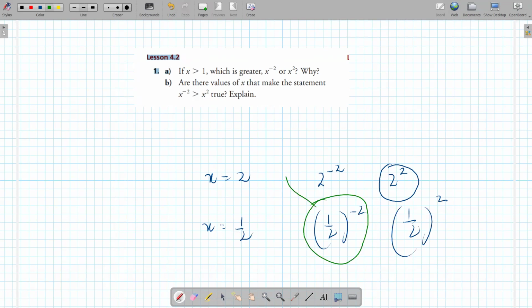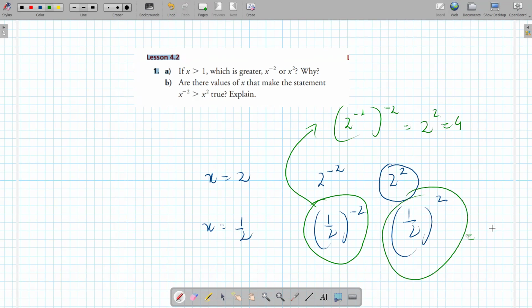Here, let me show you how that's 4. When you move this 2 in the denominator to the numerator, it becomes 2 to the negative 1, and this 2 on the outside is still there. That becomes 2 squared, that's a 4, whereas this one is simply a quarter, or 0.25. So if x is bigger than 1, then this is going to be bigger. If x is less than 1, which is the answer to the next question, this is going to be bigger. And if x is exactly 1, then they're equal.